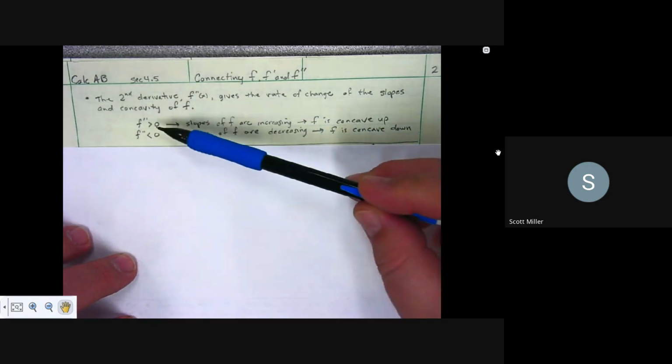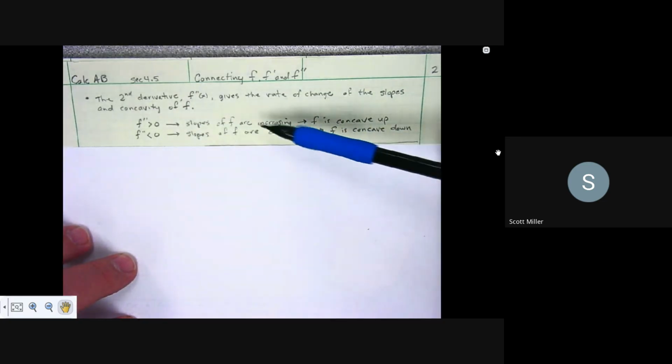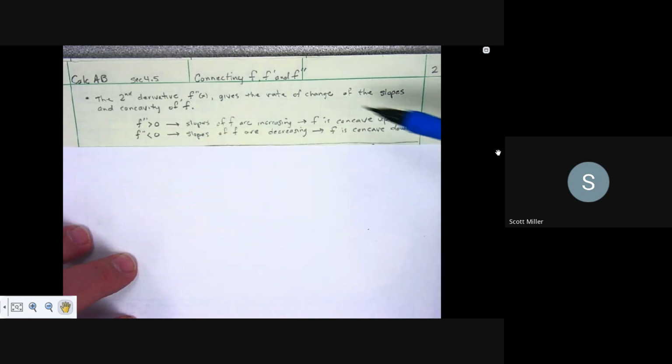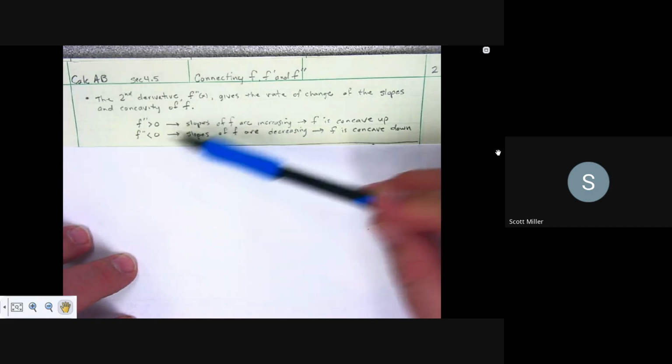Here is a second derivative. What does that tell me again? Just reiterating the same things. The second derivative gives the rate of change of the slopes and concavity. If f double prime is positive, the slopes of f are increasing, and f is concave up. And if it's negative, then the slopes of f are decreasing. This means, like f prime, and f is concave down.